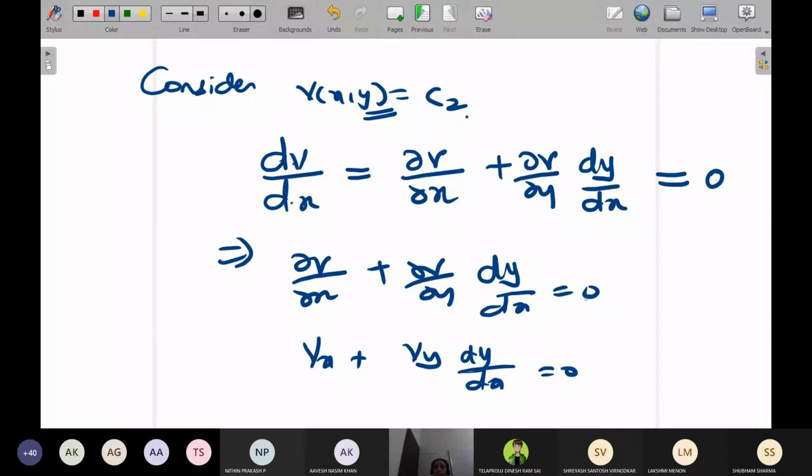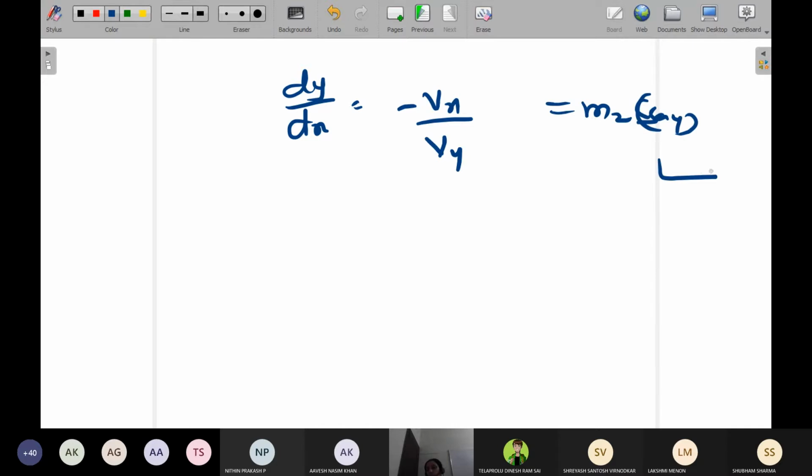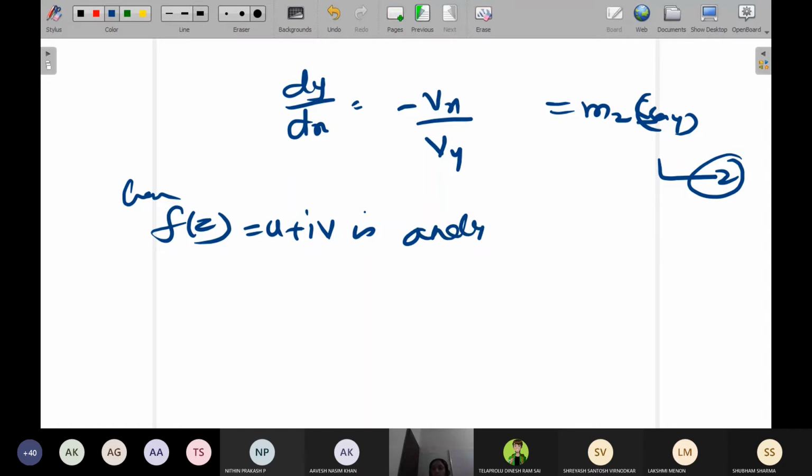Now you rewrite it. Once you rewrite it, you will get dy by dx is equal to minus vx by vy. Now you can treat this as m2. Take this as equation number 2. Now what is given? Given f of z is equal to u plus iv is analytic. So once it is analytic, it will satisfy the CR equations: ux is equal to vy and uy is equal to minus vx.